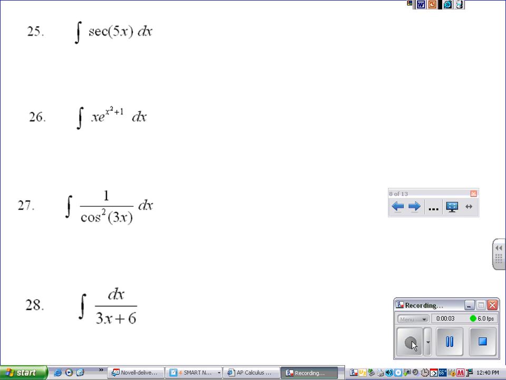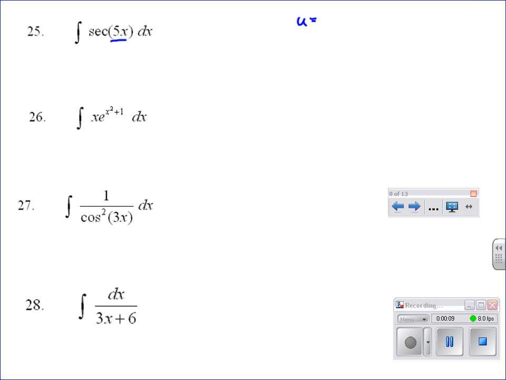To our second half of the review. The antiderivative of secant of 5x. So our u is 5x, and our du is 5 dx. So we have to divide by our 5. You're going to have a 1/5 secant u du.